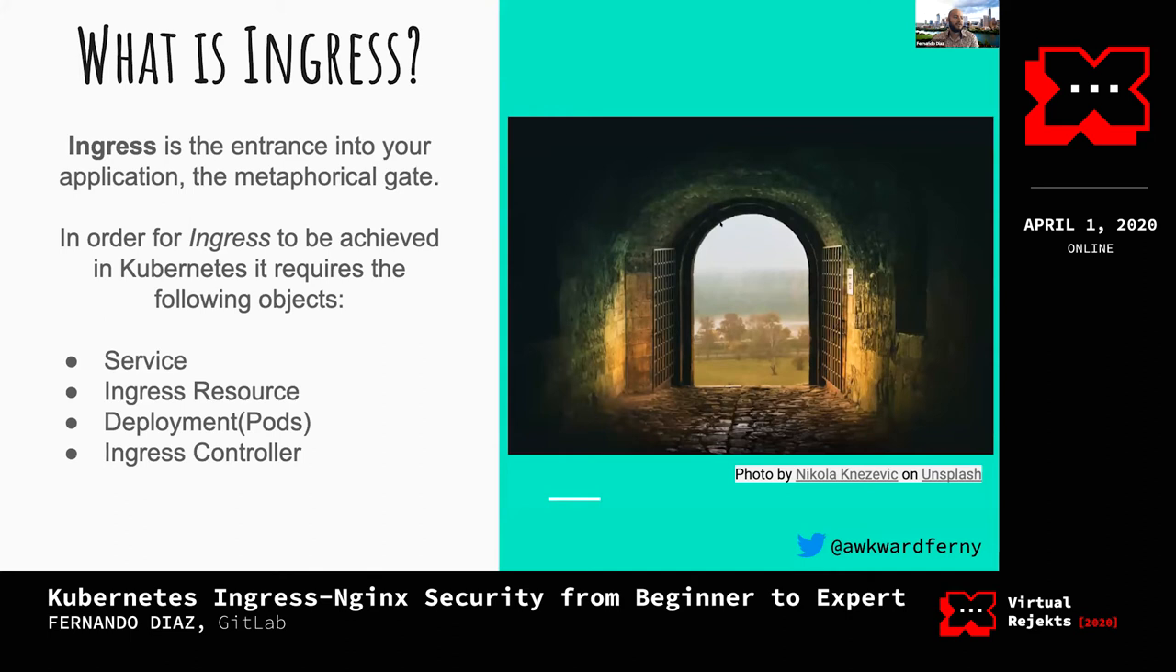So first of all, what is Ingress? Ingress is the entrance to an application. It's how all the traffic actually gets into your cluster and communicates with the application. There's a couple components that you need set up. You need a service, an Ingress resource, your actual application being deployed, and an Ingress controller running. And this whole talk will center around the Nginx Ingress controller.